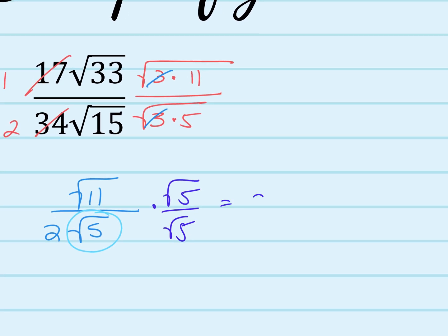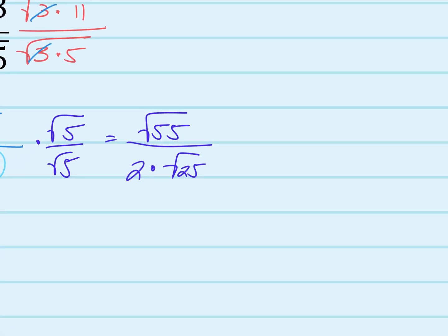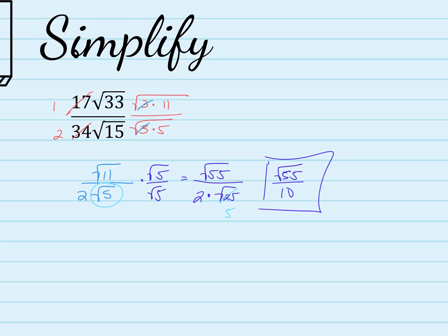So 11 times 5 gives me the square root of 55 over 2 times the square root of 25. Some of you are like, well, that's just 5. Yes, it is. The square root of 25 is 5. So I have the square root of 55 over 2 times 5, which is 10. And there's nothing else to simplify there. Radical 55 and 10 do not simplify. 55 is underneath the radical, 10 is not. So there is your simplified answer.